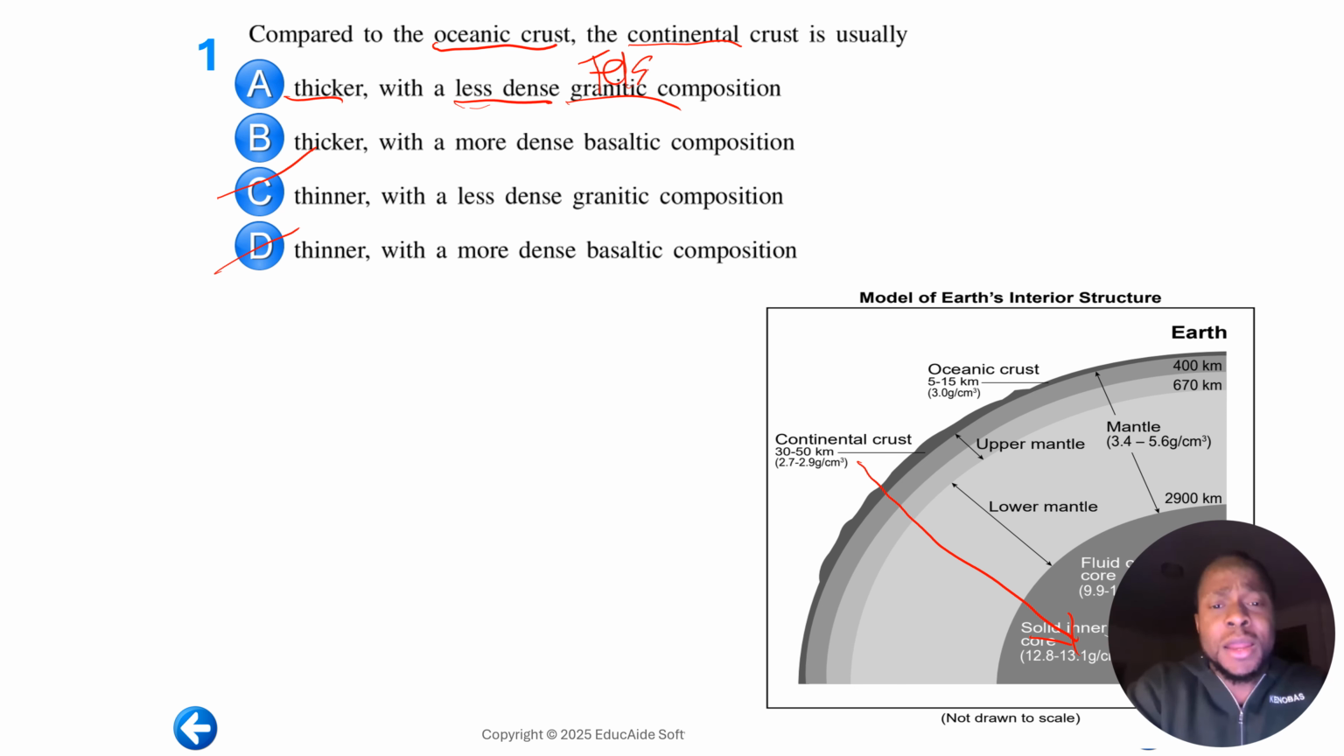We said that earlier on. We said it's felsic, which means it's like a granite. So our answer here stands out to be A. It cannot be B because the oceanic crust is more dense. So B is out of the way. So that's the answer for question number 1.